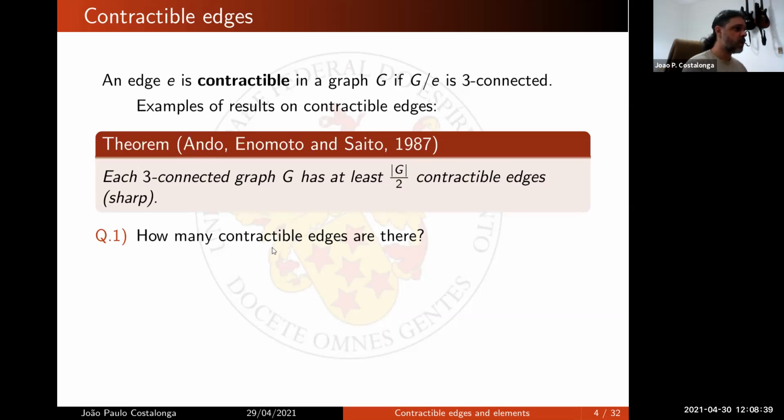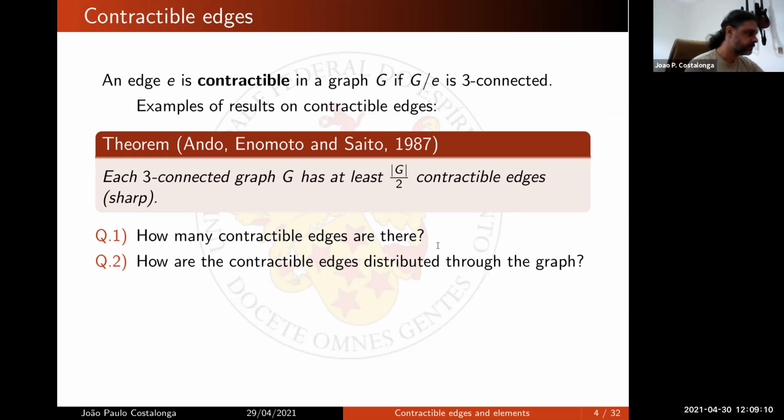And one of the results we'll be extending is this one. Each 3-connected graph has at least half of its number of vertices in contractible edges. And this is a sharp bound. This is an answer to the question of how many contractible edges we can get in a graph, a 3-connected graph specifically. There's another type of question.